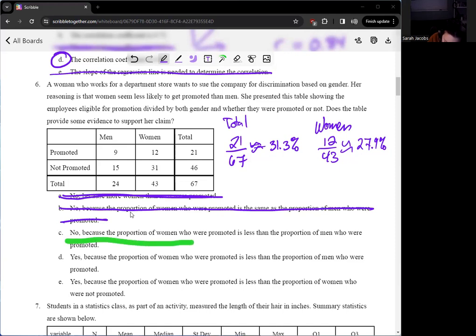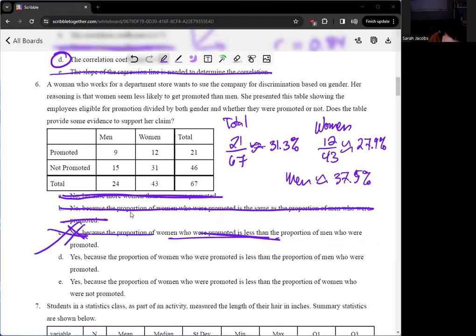No, because the proportion of women who were promoted is less than the proportion of men who were promoted. Well, that's true that the proportion is less. So just for reference, men was about 37.5%. But that would be a reason to say yes, that the table provides evidence. So this is true, but the no doesn't match it. So that's why this one is out.